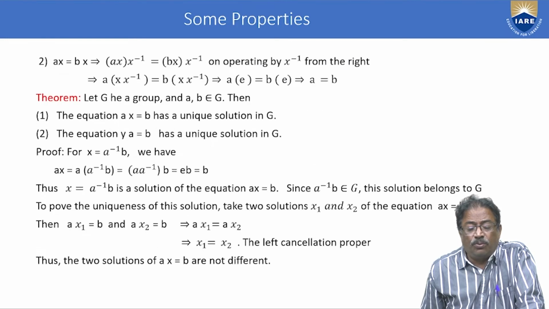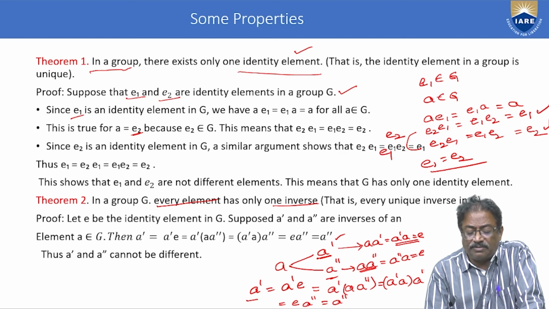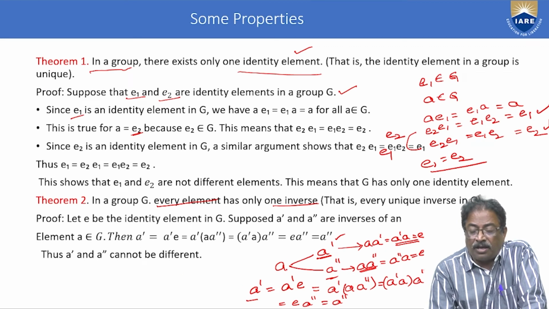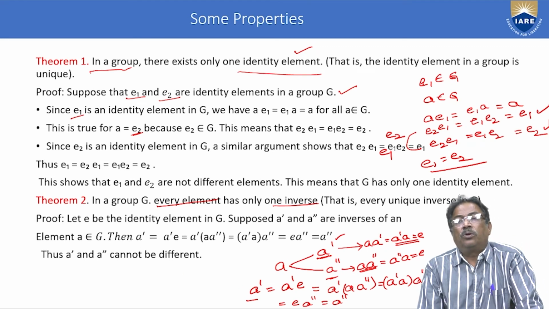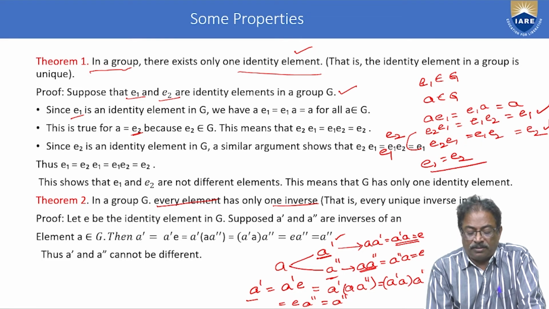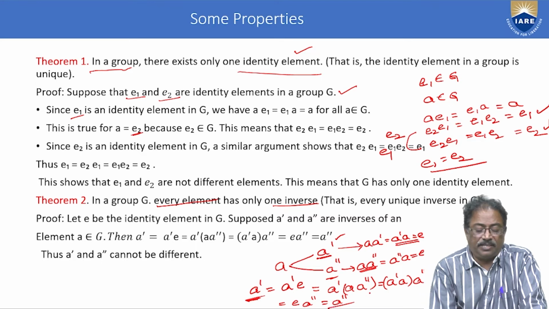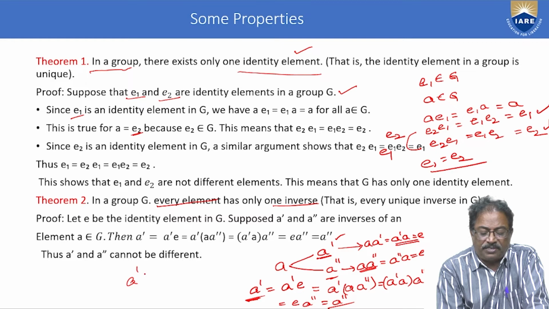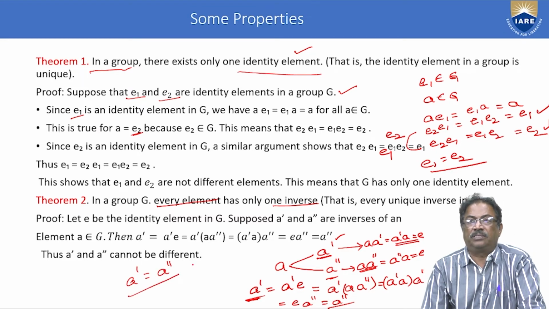So from this we can say that even though A may have more than one inverse, A dash and A double dash, they are equal to each other. So we can say that if inverses exist for any element, then those values are equal to each other.